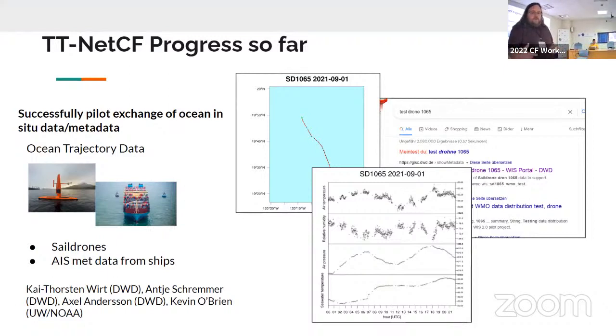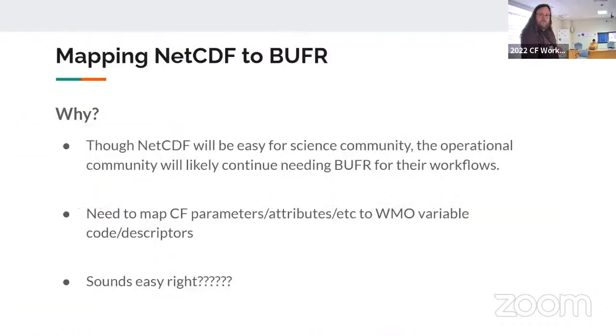And one of the key things about the pilot project is to make sure that the metadata, so the CF metadata from the ships and the platforms that we're using, gets into the WMO metadata libraries. So that was very successful, and it's good.